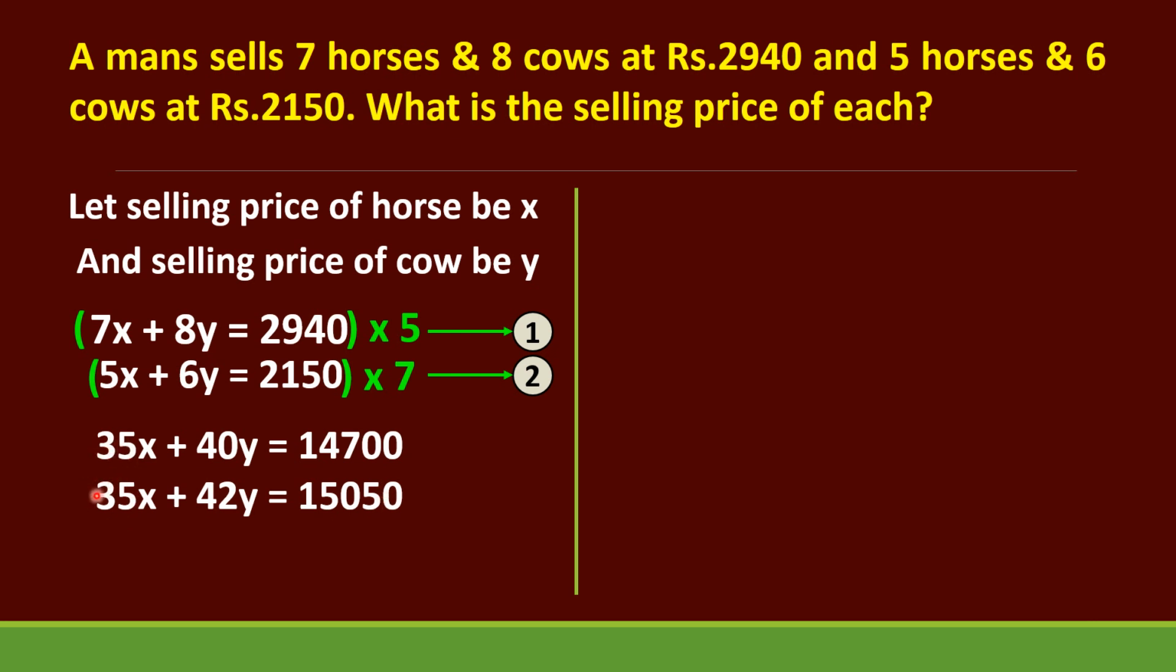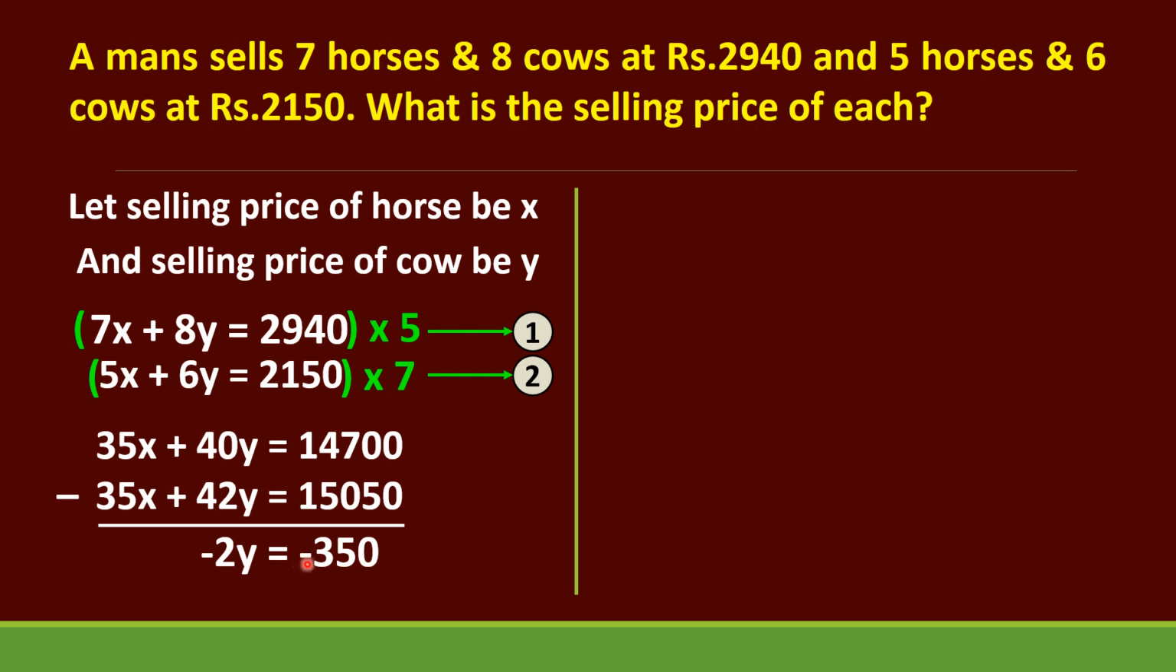Thus we can do either addition or subtraction. Here we can see that both are positive values. So we have to consider subtraction. First equation minus second equation. Hence we are putting a minus sign. So 35x minus 35x we get 0. 40y minus 42y is minus 2y. And 14,700 minus 15,050 is minus 350.